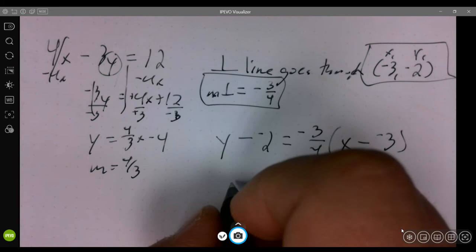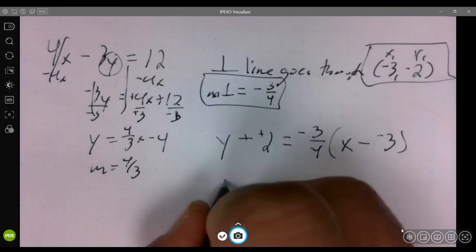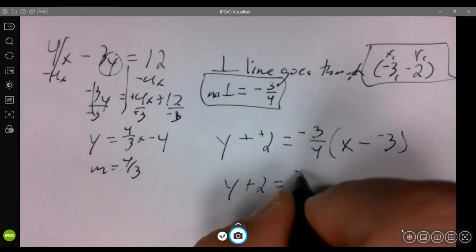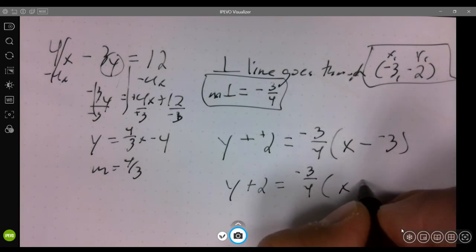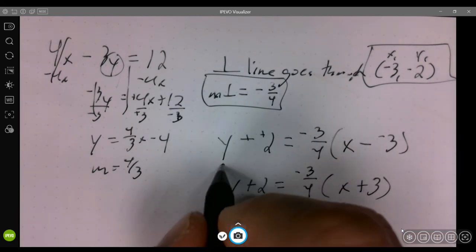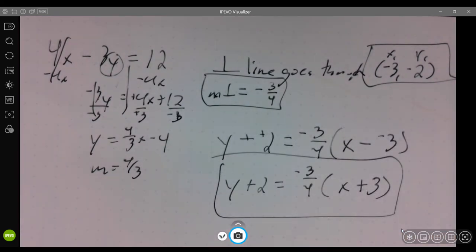So all I got to do here is some cleaning up. Two negatives multiplied give us y plus 2. We have negative 3/4 here. X, negative and negative, gives us plus 3. And we can leave our answer like that. You don't have to put it into slope-intercept. You don't have to put it into standard. They just said find the equation of a line that goes through this one that's perpendicular to the other one. Okay, well then let's use point slope form to help us out and make it a little bit easier for us. Okay, so there we go.